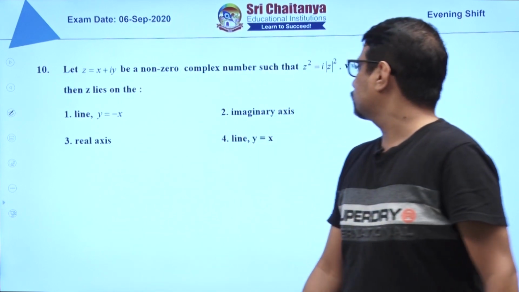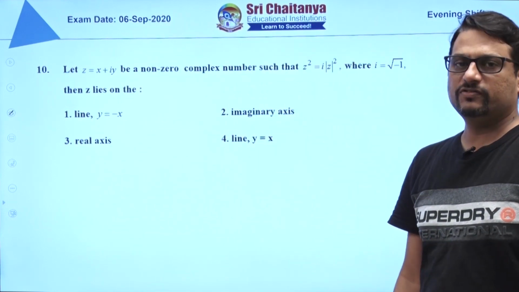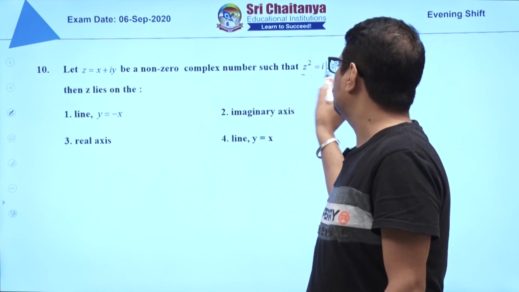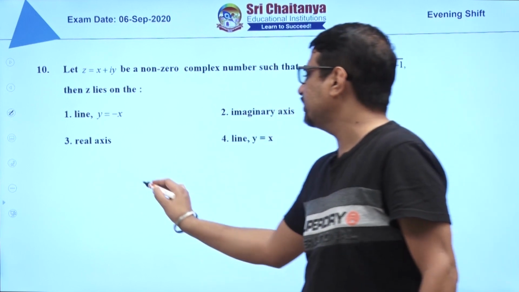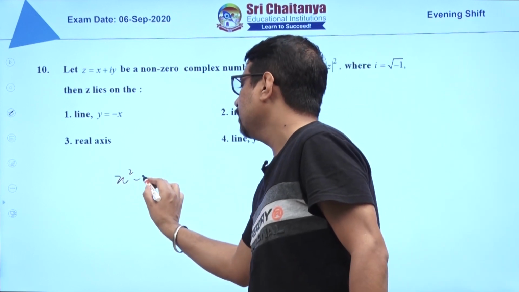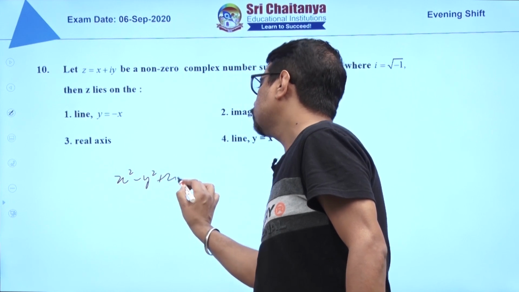This is a complex number based question. Z square equals to I times mod of z square. Z, you simply put z is equal to x plus iy here. So when you put z square will become what? X square minus y square plus 2ixy.